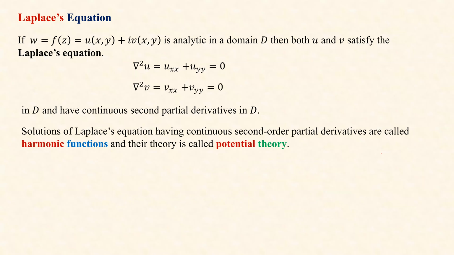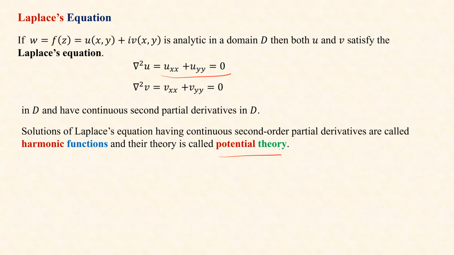All right. Solutions of the Laplace equation having continuous second-order partial derivatives are called harmonic functions. When this equation is satisfied by u, we say u is a harmonic function. And their theory is called potential theory. Why is it called potential theory?